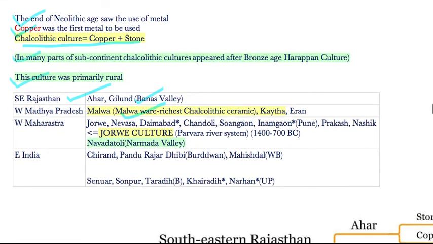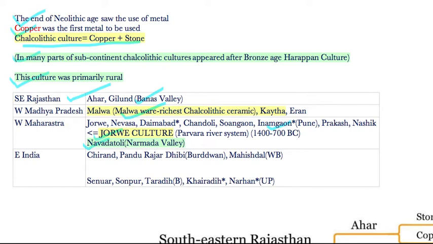Then we have Jorwe culture, which was in western Maharashtra, and the sites in this include Jorwe, Nevasa, Daimabad, Chandoli, Saogaon, and Inamgaon, and also Prakash and Nasik. And then again in Maharashtra, near the Narmada Valley, we have Navdatoli. So these are some of the important sites, and you should know all these sites. Okay, very well, remember them by name.